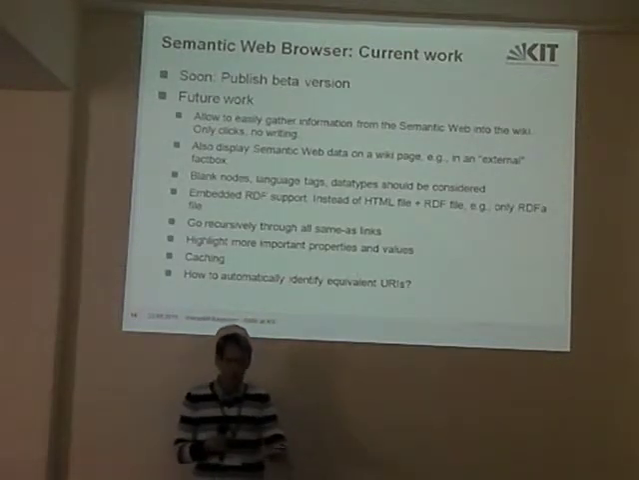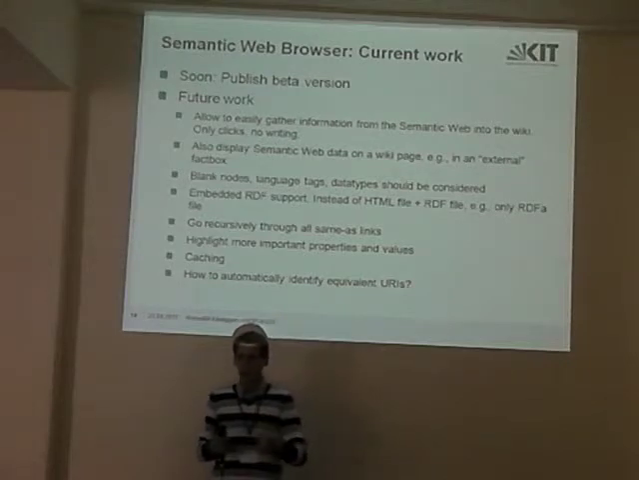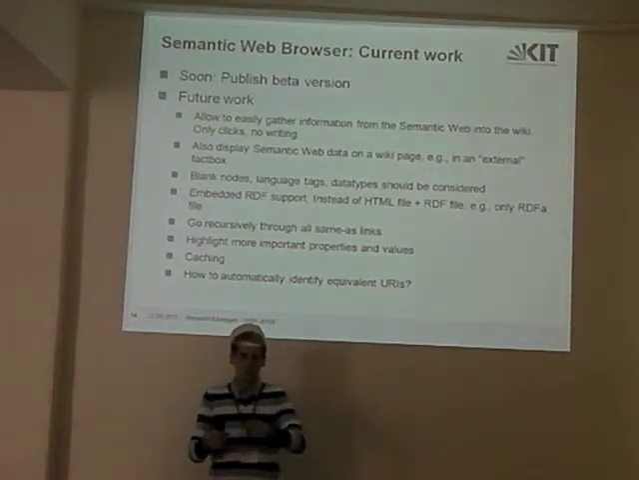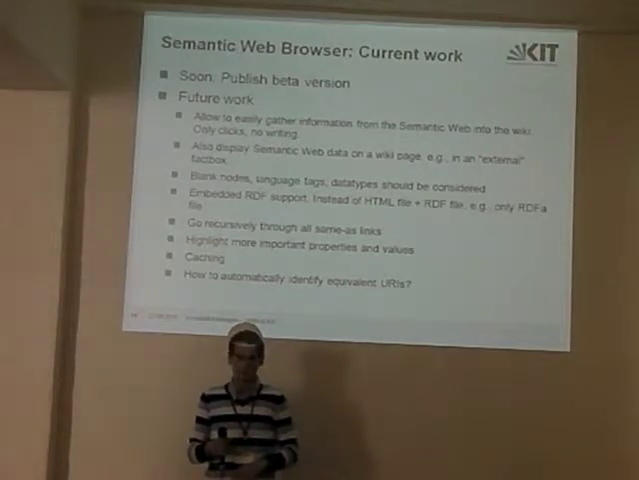Okay, current work. We want to publish it soon in a beta version, and there's already lots of future work we would like to do with it. So, for example, this educated copy and paste. It is as hassle-some as it sounds. So we want to have a kind of JavaScript, as in Shortipedia, that you click on a triple and then it is just put into the wiki.